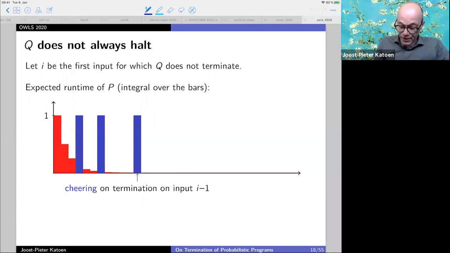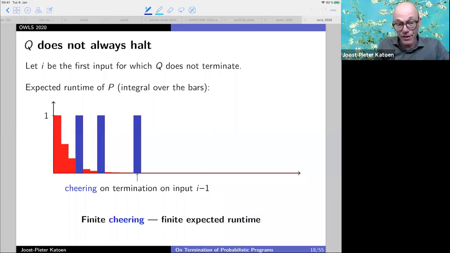Good. Suppose that this is the tiering on the termination of input I minus 1. This is the last input for which Q terminates, because I is the first input for which Q diverges. That means we have finite tiering because we have only finitely many of those blue pillars, and that means the program has a finite expected runtime. Good. That concludes the proof of the first case.